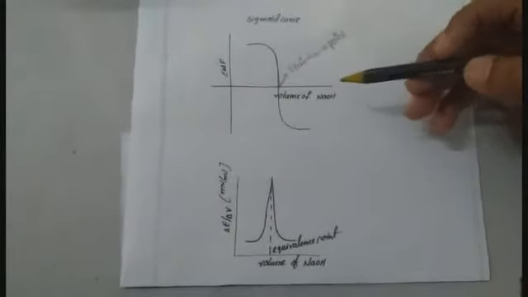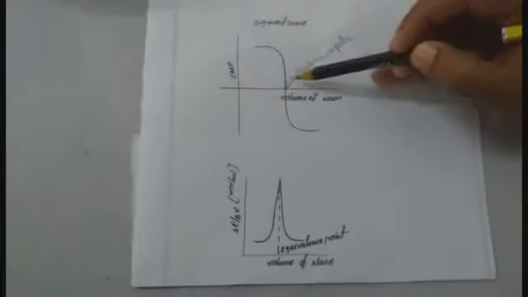Plot a graph between EMF and volume of NaOH. This gives the equivalence point. This is a sigmoid curve. And next, plot a graph between delta E by delta V and volume of NaOH. A differential graph is obtained. It is a first differential graph.